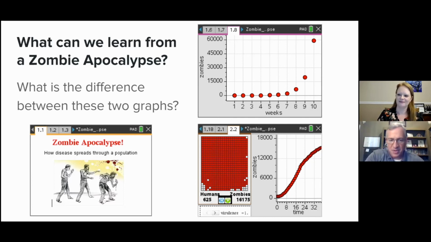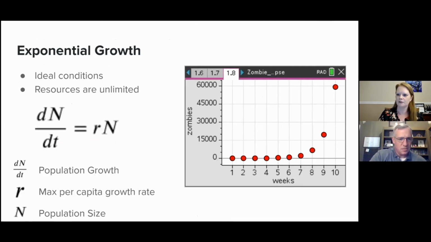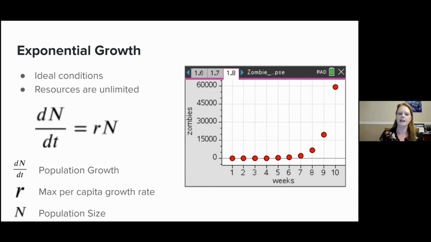Is that the difference? Yeah, essentially, we have here two examples of population growth. In the top one, we're looking at exponential growth, where a population is growing with unlimited resources. If zombies have unlimited resources, their populations will continue to increase. In the second graph at the bottom, something about the population is causing the rate of increase to slow down. We'll talk more about what's happening in each of these types of graphs. First, let's talk about exponential growth, which is that first graph, again in ideal conditions with unlimited resources.